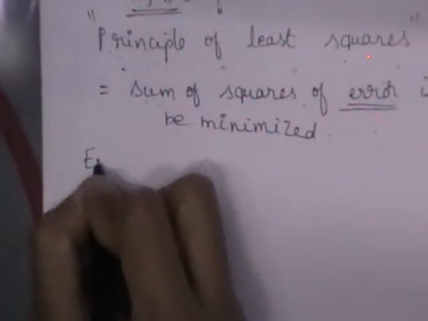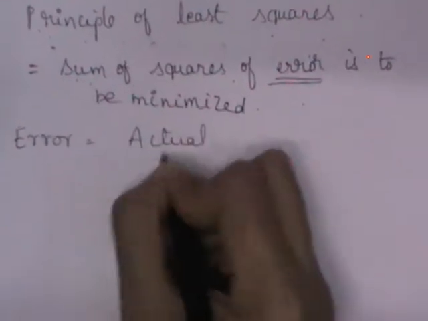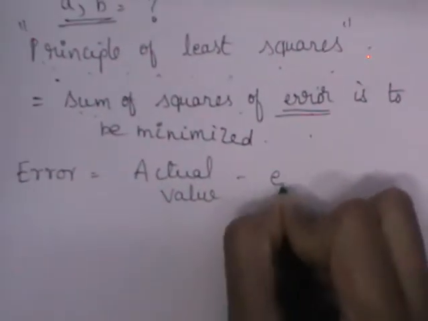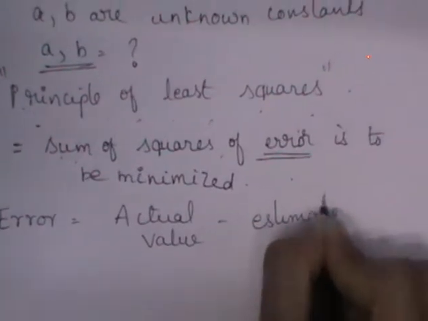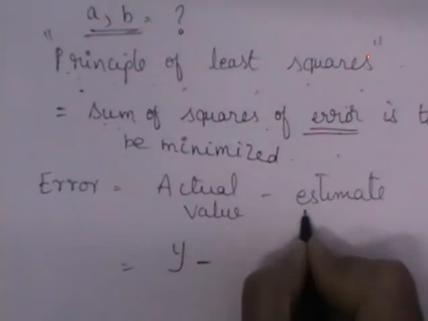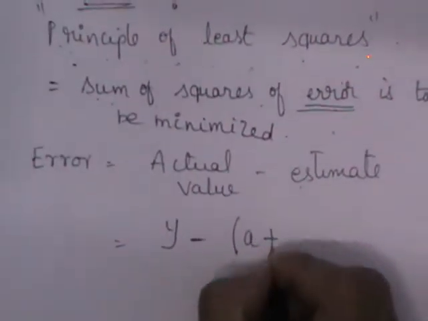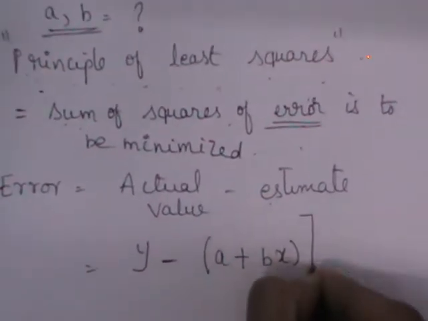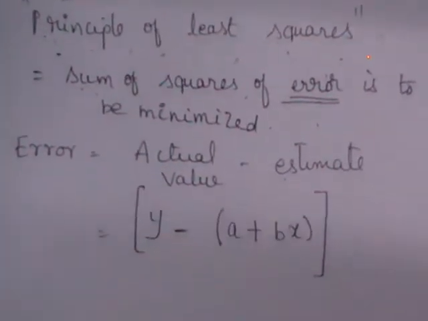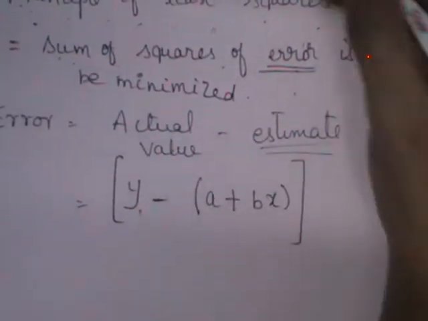Now y is equal to a plus bx. Now let us define error first. How do you define error? Actual value minus estimated value is called error. Let y be the actual value, and what is the curve we are fitting? a plus bx. That becomes the estimated value here.